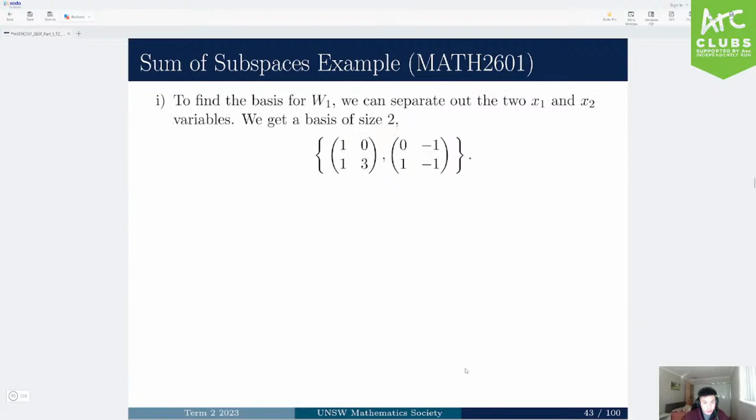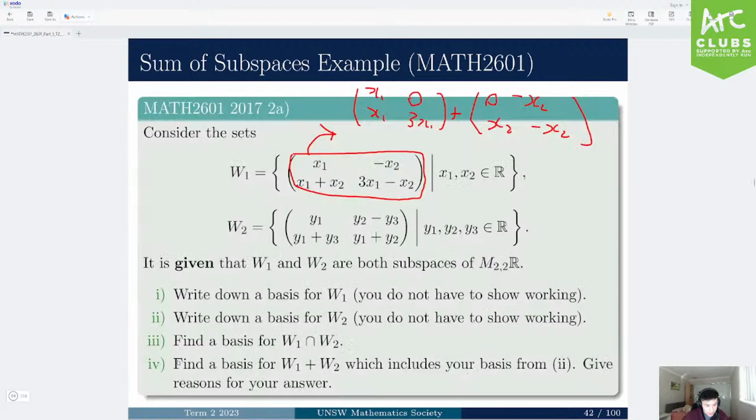Now for the last part, find a basis for W1 plus W2, which includes your basis from part 2. So it includes the basis from W2.